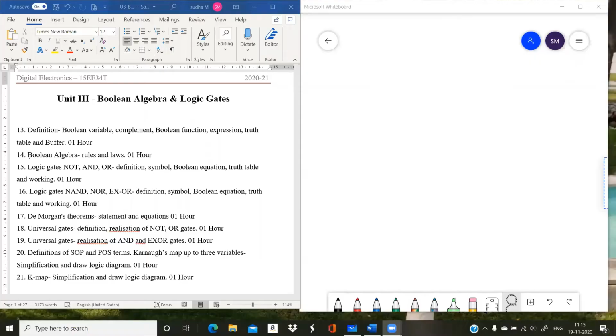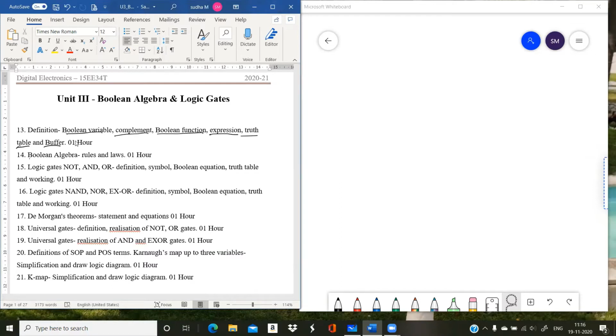Let me share the screen. So here we are going to study what a Boolean variable is, what a complement is, what a Boolean function is, what the expressions are, what a truth table is and how to write a truth table, and what a buffer is. This we are going to cover in one session.